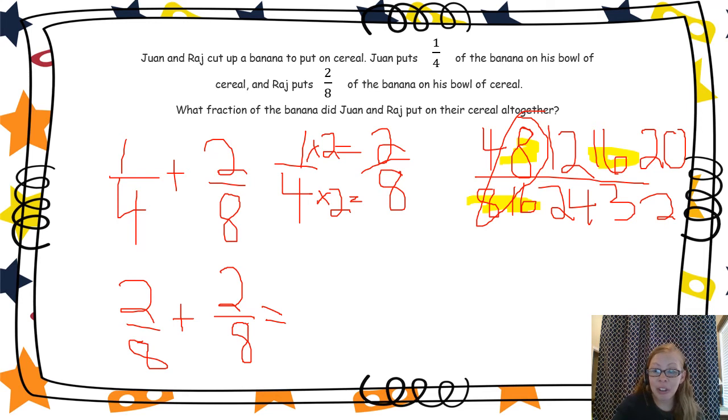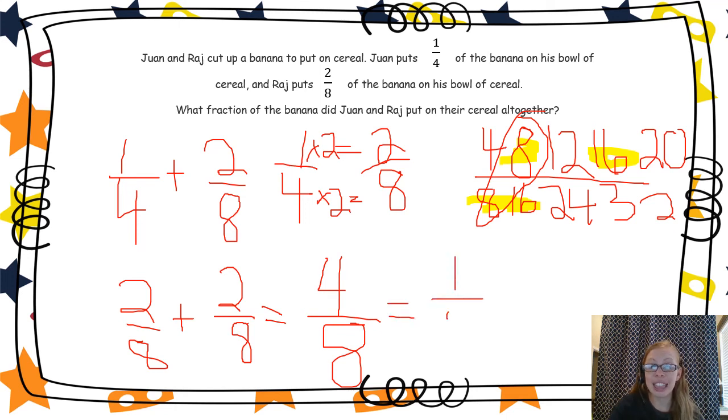So now that I have common denominators, I've worked so hard to make them common. I'm going to keep that denominator 8. I want it to stay the same all the way across. And I add my numerators together. I'll add 2 plus 2, which equals 4. So Raj and Juan had 4/8 of a banana. Now you might recognize that, oh, 4 is half of 8. So I could even write this again as an equivalent fraction and say they had 1/2 of a banana on their cereal.